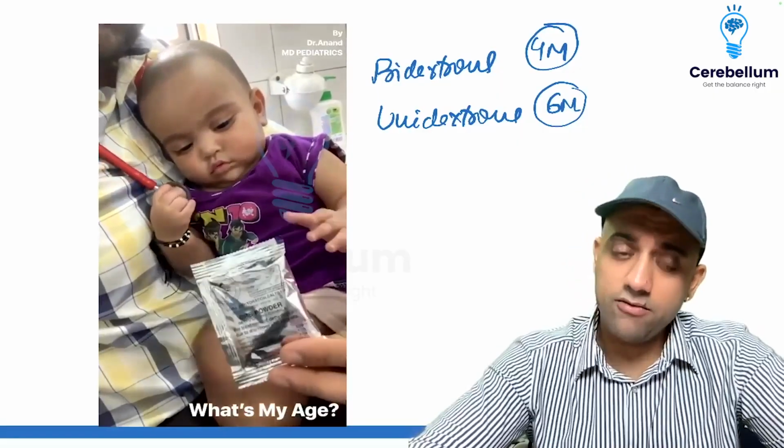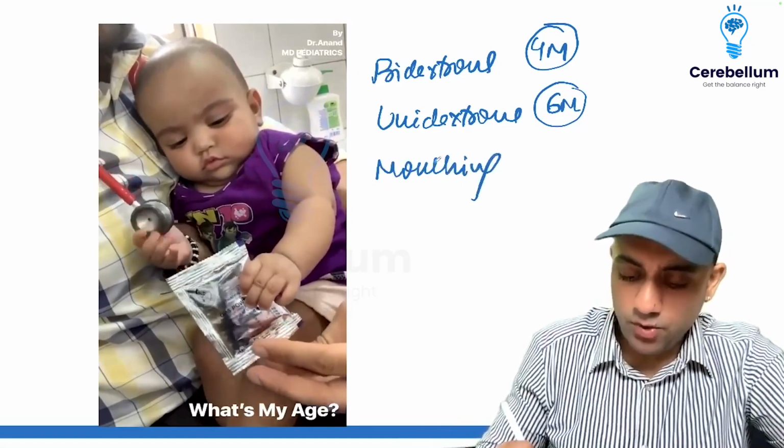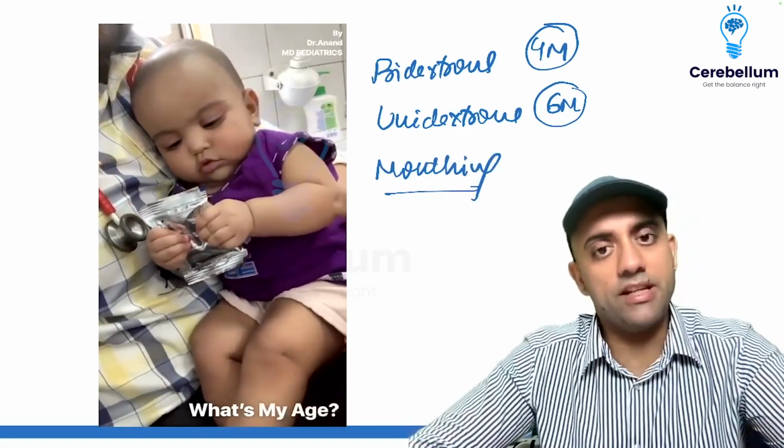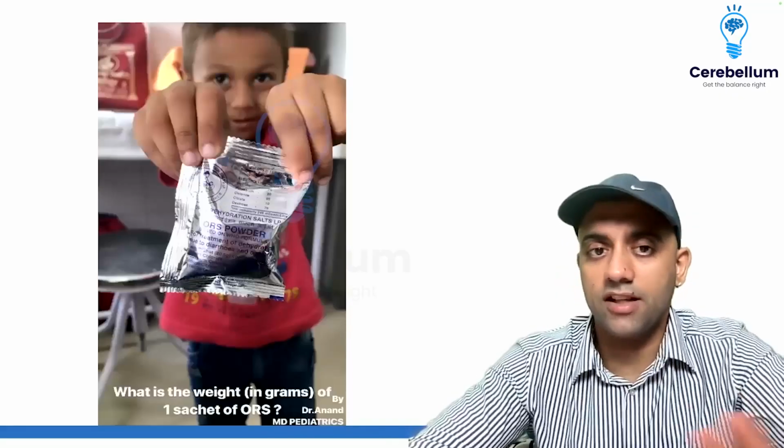Whatever I gave him, he put in the mouth, known as mouthing. Now see this, I gave him this and he's putting it in the mouth, known as mouthing. Mouthing comes by 5 to 6 months. That you should know. Now this baby is shaking hands. This is not a milestone, it's just chilling out, nothing else.